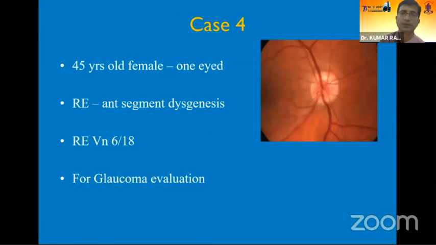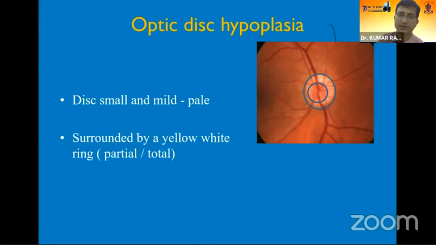Coming to the fourth case, a 45-year-old female, one-eyed, the other eye had total degeneration, and the right eye, this particular eye, had anterior segment dysgenesis. She had this kind of a disc picture. Her vision was a little low, 6/18, and she was referred for glaucoma evaluation. At first impression, it looks like a glaucomatous disc, but if we evaluate properly, we see that this is a small disc in the center. This is the actual disc, while it is surrounded by a yellow-white ring, which is a false disc.